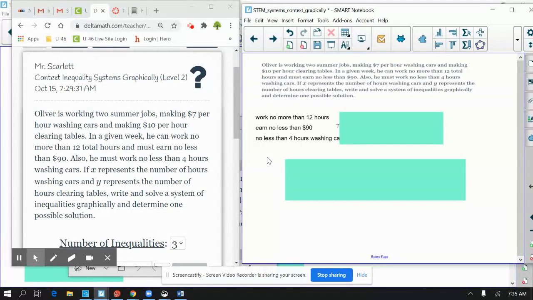He cannot work more than 12 hours. He can earn no less than $90 a week. And he can work no less than 4 hours washing cars. Those are the 3 constraints. So we're going to have three inequalities. Now, what are they?